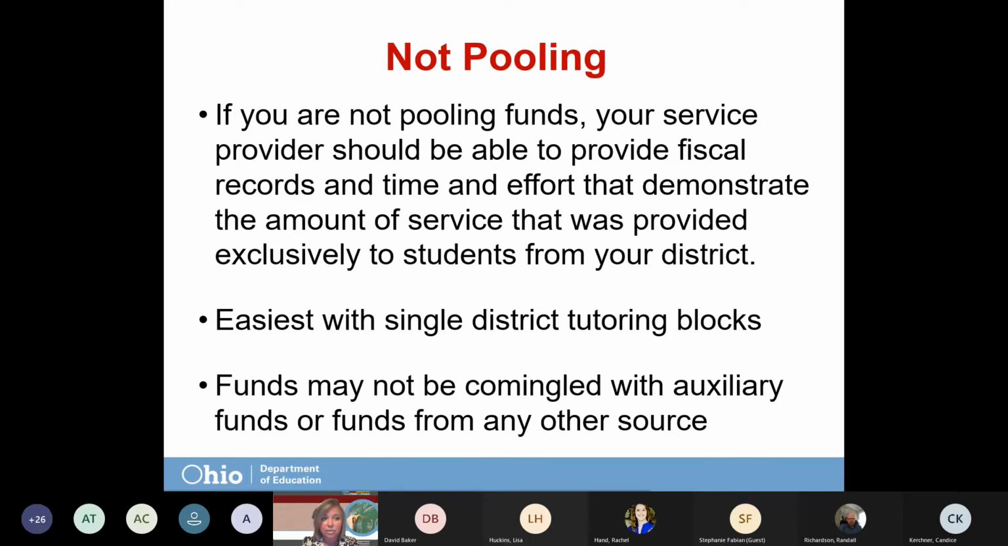If you're not pooling funds, your service provider should be able to provide fiscal records and time and effort logs that demonstrate the amount of service that was provided exclusively to students from your district. This is easiest with single district tutoring blocks and determining the cost of a tutoring block based on the salary of the teacher. It is important to realize there's no guarantee that Title I services will last the entire year. Once Title I funds have been expended, there are no longer funds available for Title I funded supports. Whether you are pooling or not, funds may not be commingled with auxiliary funds or funds from any other source, such as a federal grant.